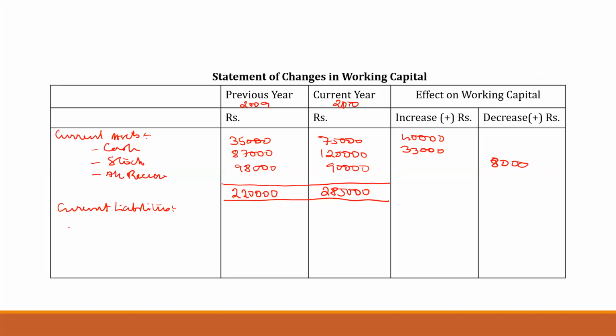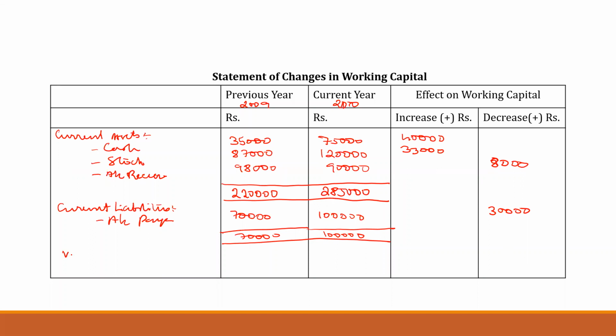Accounts payable: 70,000 and 1 lakh. Don't write it in the increase column. When current liabilities increase, working capital decreases. So the 30,000 should be written in the decrease column. When current liabilities increase, you have to write it in the decrease column because it reduces the working capital. Fine. What is the total of current liabilities? 70,000 and 1 lakh.